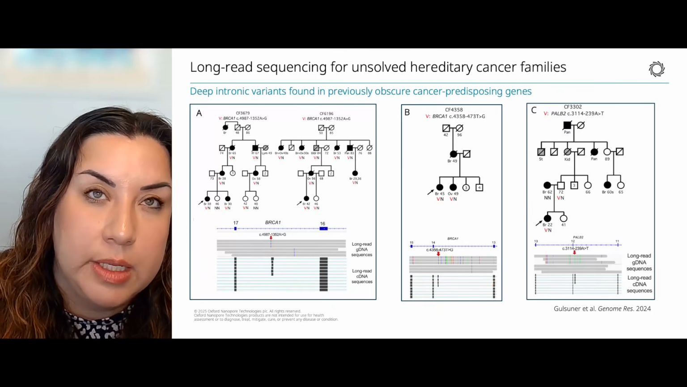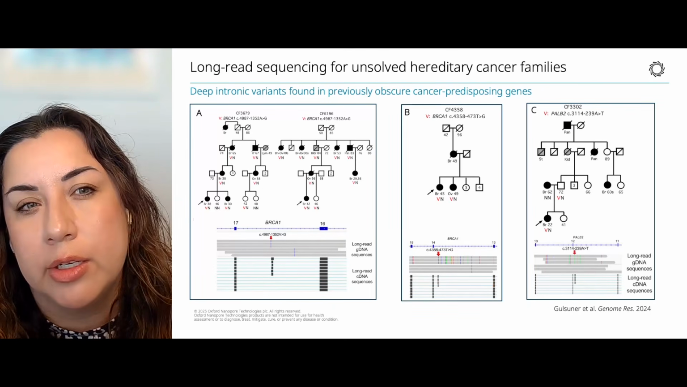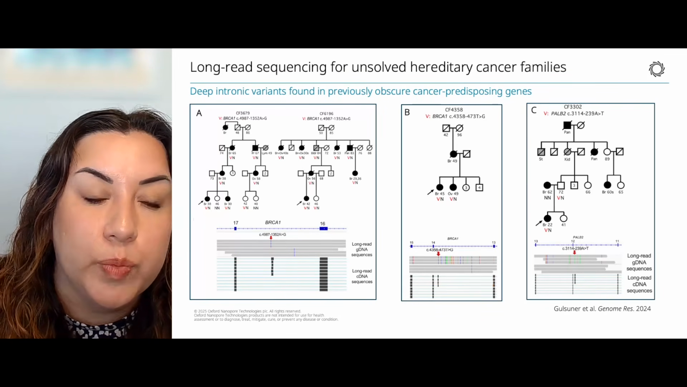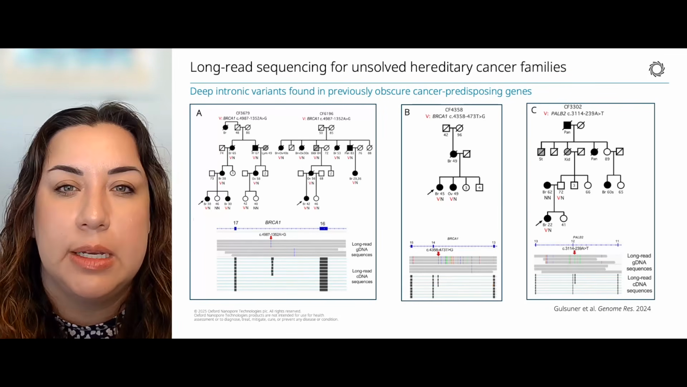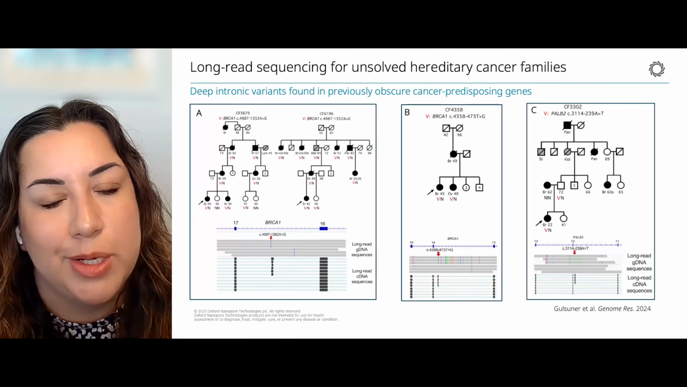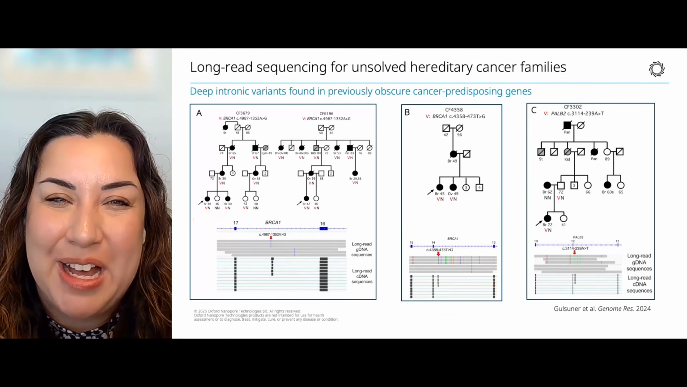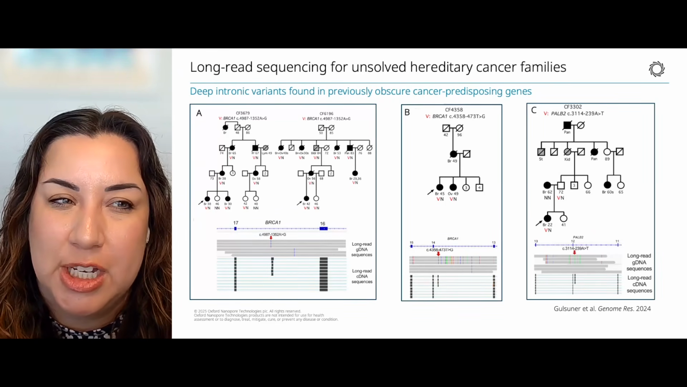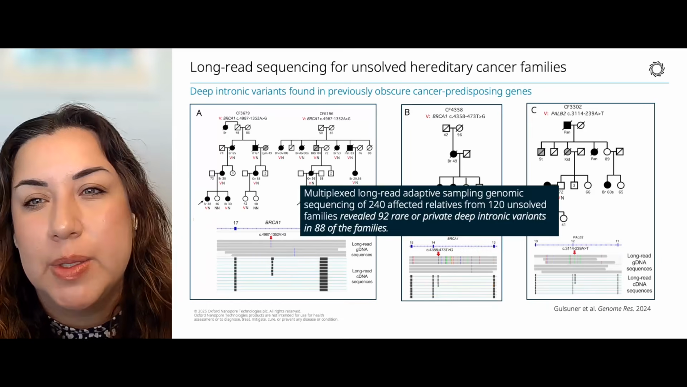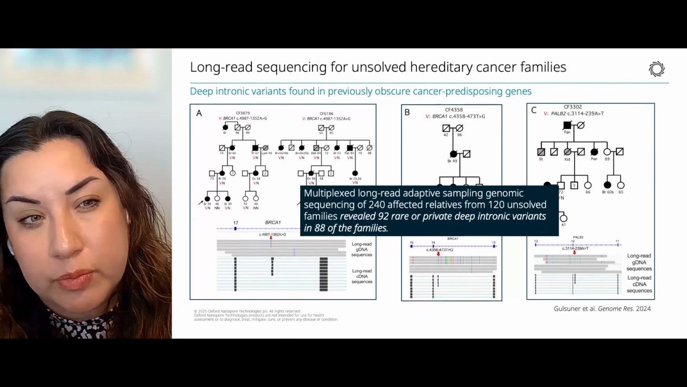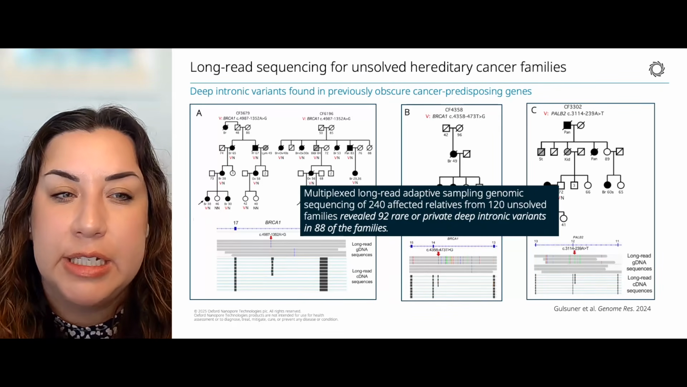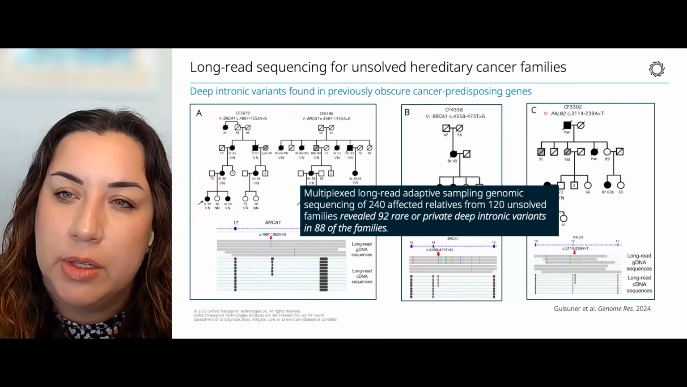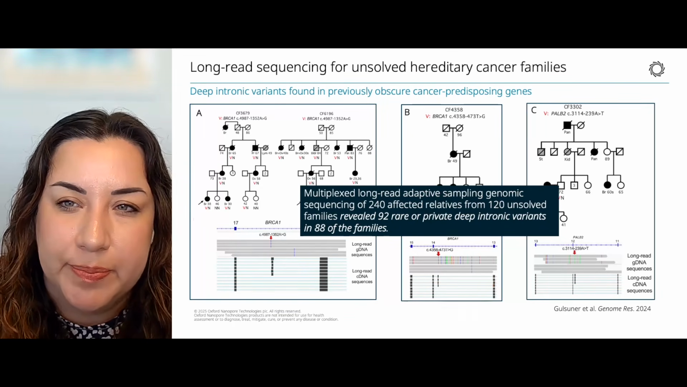And importantly, these were, again, canonical genes that are thought of in hereditary cancer. And so I think the more we do these types of deep intronic sequencing, the more we'll understand that we don't know what we don't know, and the value, again, of getting these full-length sequences for each gene using adaptive sampling. And so in this particular study, the authors were able to find 92 rare or private deep intronic variants in 88 of the families that they are looking to validate further currently.